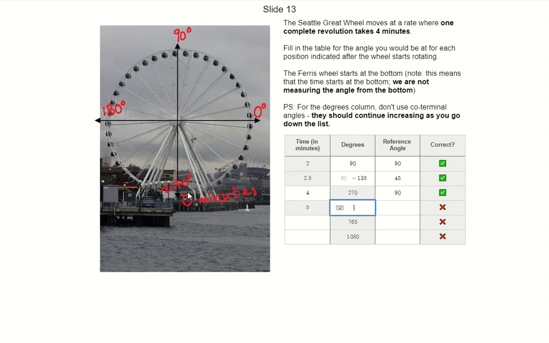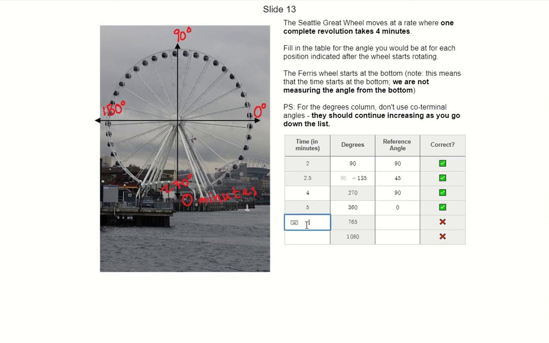At 5 minutes, again, we already saw that a quarter of this Ferris wheel takes 1 minute. So 5 minutes is going to put us right here. So our degrees are, well, oh yeah, we want to keep in mind that these are increasing. So instead of putting 0 here, we're going to put 360 because those are coterminal angles. And then our reference angle, well, the angle the x-axis makes with itself is going to be 0 degrees, because this is a straight line.